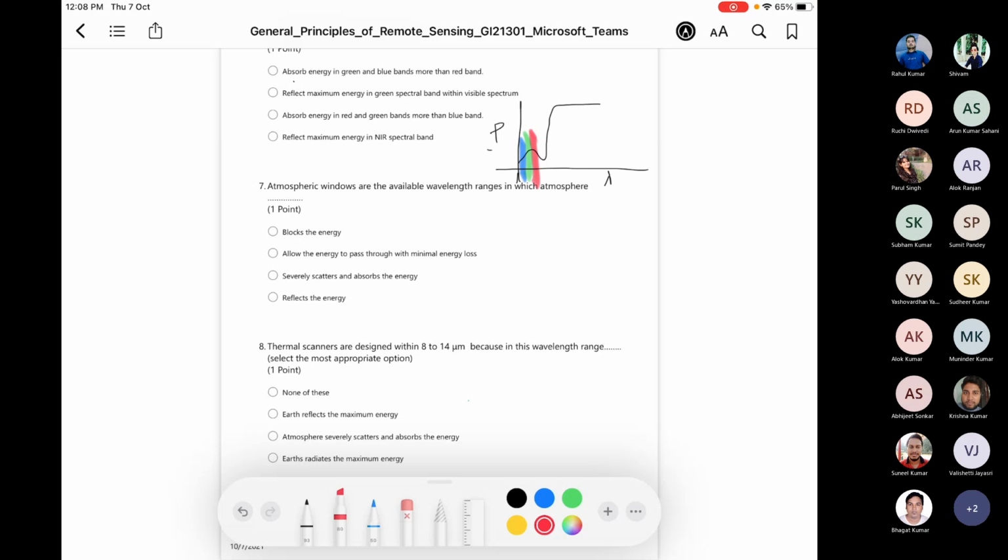Okay, though here we have a maximum, if it is mentioned in the question that when we see a multispectral sensor, a satellite onboard multispectral sensor, and what is the maximum energy that is reflected from the vegetation, then in that case the fourth option is correct. Like in an IR spectral band, the vegetation reflects maximum energy.